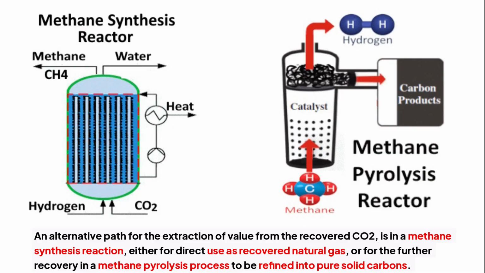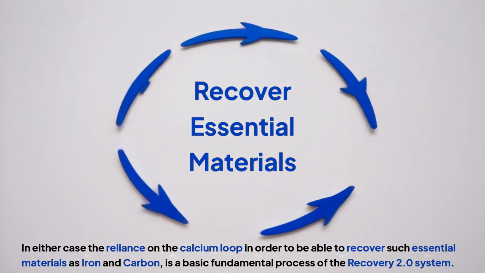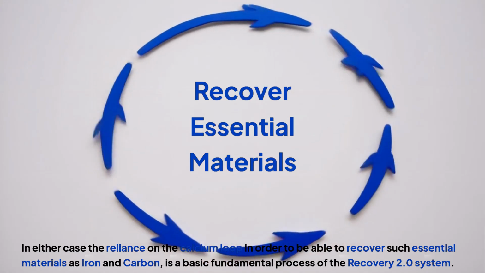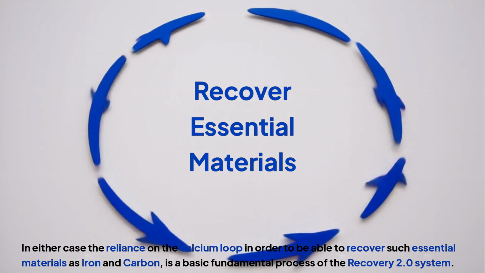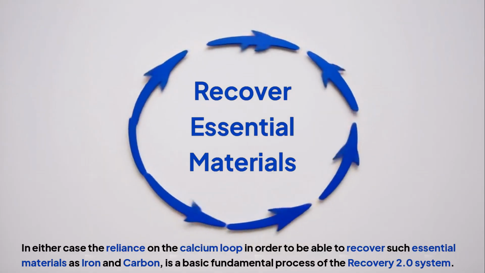An alternative path for the extraction of value from the recovered CO2 is in a methane synthesis reaction, either for direct use as recovered natural gas, or for the further recovery in a methane pyrolysis process to be refined into pure solid carbons. In either case, the reliance on the calcium loop in order to be able to recover such essential materials as iron and carbon is a basic fundamental process of the Recovery 2.0 system.